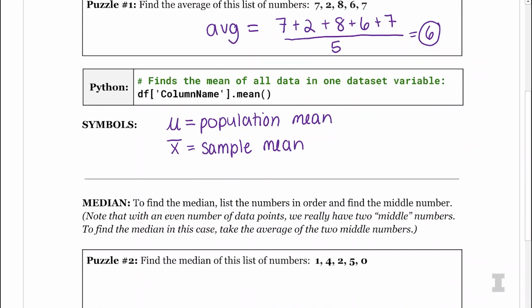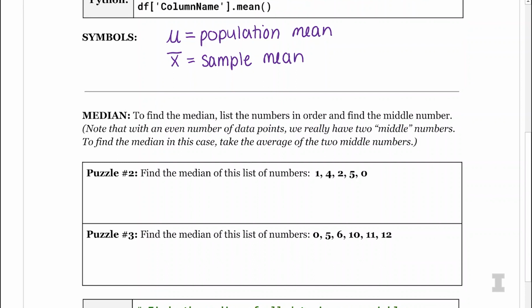And now let's move on to the median. So the median is another measure of center. To find the median, we basically just have to put the numbers in order from smallest to largest and then pick the middle number. So I have this list of numbers right here, 1, 4, 2, 5, and 0. Those actually aren't in order. So if I just picked the middle number and said that 2 was my median, that might not be right. So let's put them in order first, and then find the middle number. The smallest number is 0, and then I have 1, 2, 4, and 5.